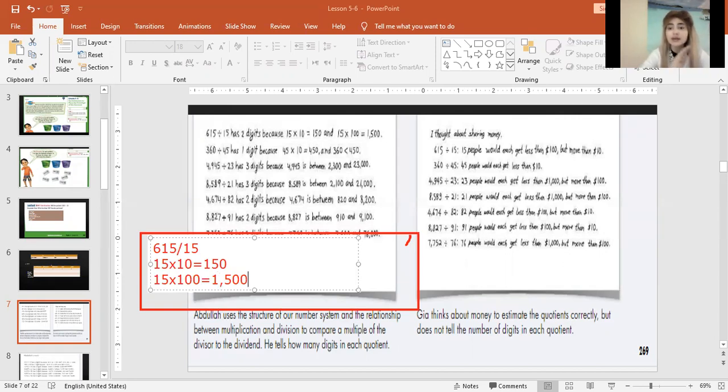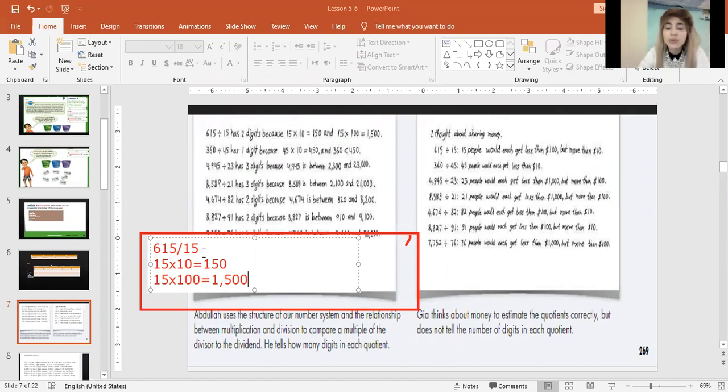So the answer cannot be greater than 615 because we are dividing. If I have number 10, I am dividing number 10 into two portions, so it will be 5 and 5. So it cannot be greater than 10. No, it must be smaller. Then let me think. If it is smaller than 615, it cannot be in the thousand place, right? But it could be in hundreds or in tens, right? Let me think.